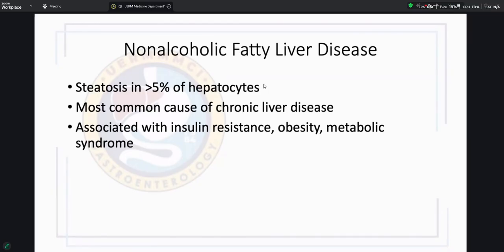For this reason, there has been a recent change in the nomenclature of this condition. Now it is called metabolic dysfunction associated steatotic liver disease, or MASLD. But since we are still using the 21st edition of Harrison's, for this year we will stick with the term NAFLD.